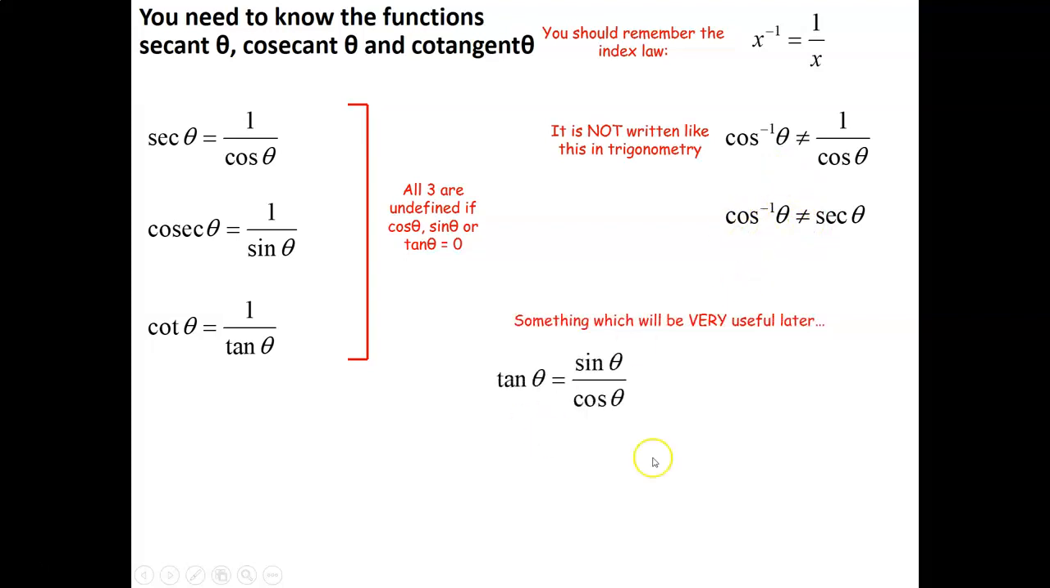Something that we'll be using later, a reminder, this has come up in our other lessons so far, but tan theta equals sine theta over cos theta. What we can use that with is if we say 1 over tan theta equals 1 over sine theta over cos theta, then cot theta equals cos theta over sine theta.